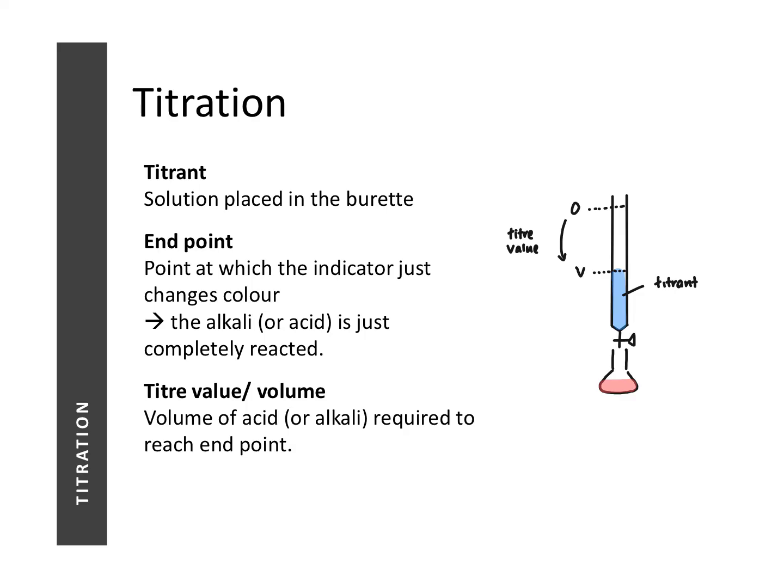the end point. At the end point, you have added just enough acid to react away your alkali, or you have added just enough alkali to react away your acid. Now, the volume of your titrant used is known as the titer value. So, the whole objective of performing a titration is to obtain your titer value. From the titer value, we can then go on to perform chemical calculations to solve certain problems.